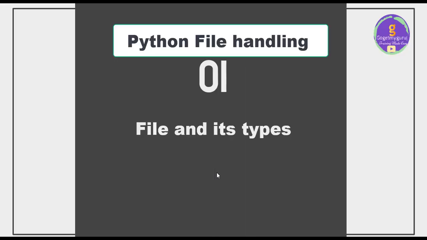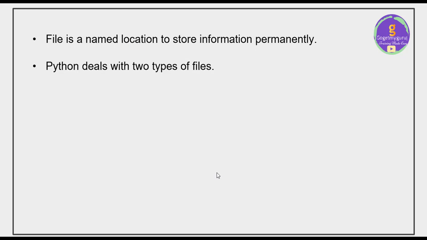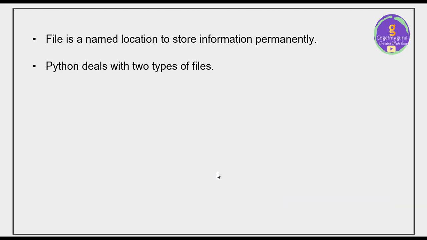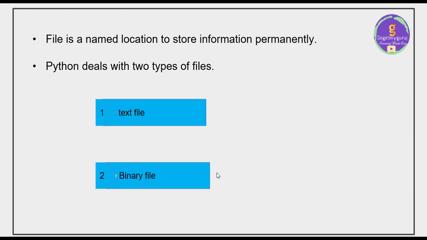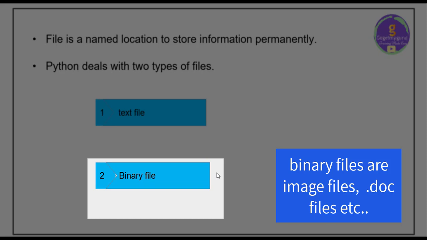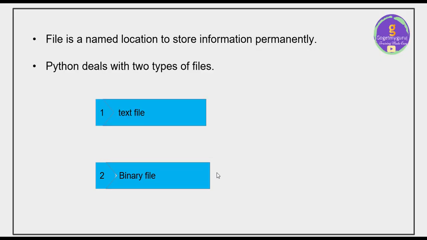So let's get started with our first topic, that is file and its types. So what is file? File is nothing but a named location to store information permanently. Whenever you use RAM memory, it is a volatile memory. If you need to store your information permanently, then you go for this file concept. Python deals with two types of files. So what are they? They are text file and binary file. So text file will be a sequence of characters or numbers. Image files and document files come under binary.